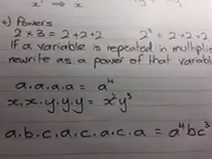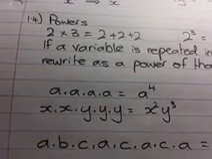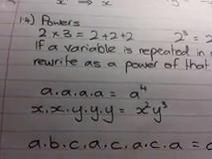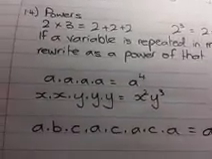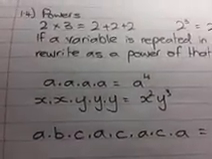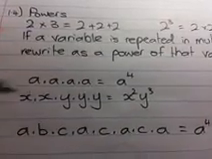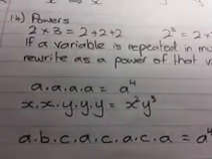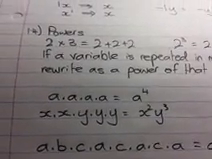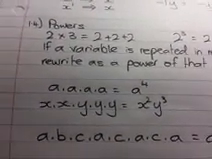But how about this one? A times b times c times a times c times a times c times a. Well, just count each letter. Mark them off with your pen or circle them in different colors. Whichever method suits you. It's all about just counting.